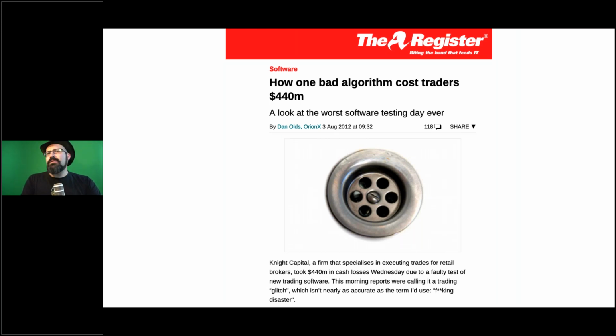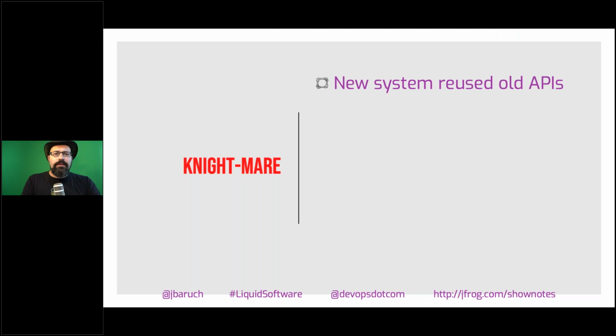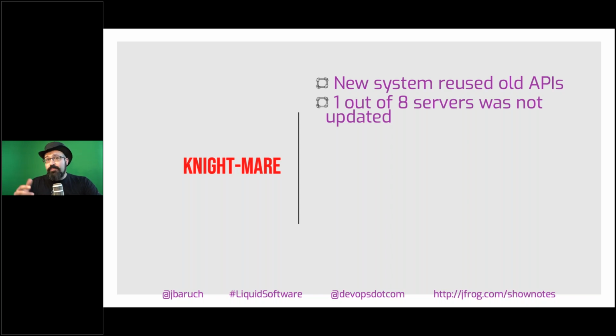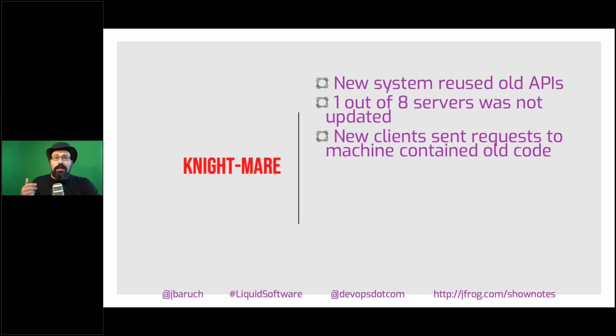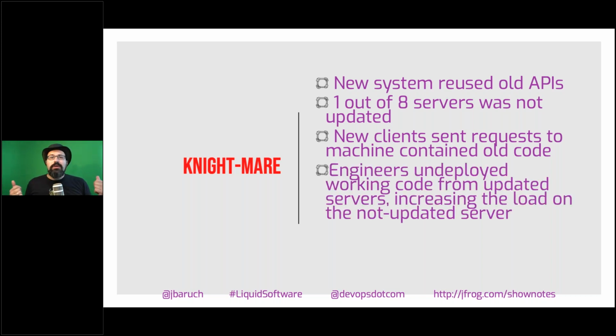After many, many years, they didn't do it. Actually, they decided that the new system will reuse some old APIs, but do completely different things, like sell instead of buy or something like that. And then they updated 7 servers out of 8 and forgot to update the 8th one. And then new clients send requests to the machine containing old code. And as I mentioned, since they reused the same API, it did something completely different and they started to bleed money. Once they noticed this, they actually shut down the updated servers.